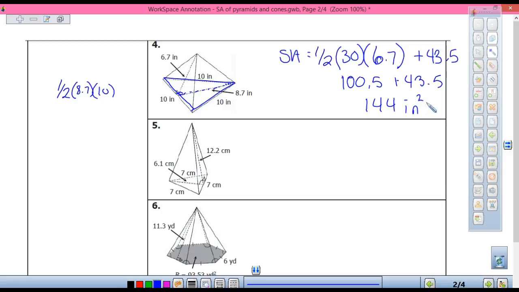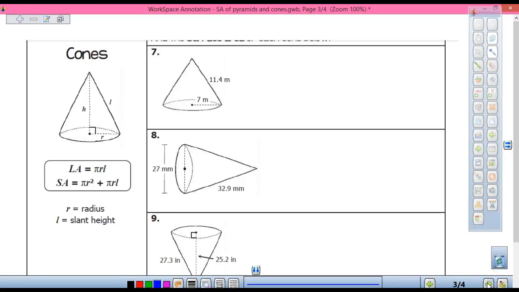Not bad, right? All right, so let's look at the cones, because we all love circles. Don't hate circles. Circles are fun. You get to draw a cute little pi sign, and that makes my day.